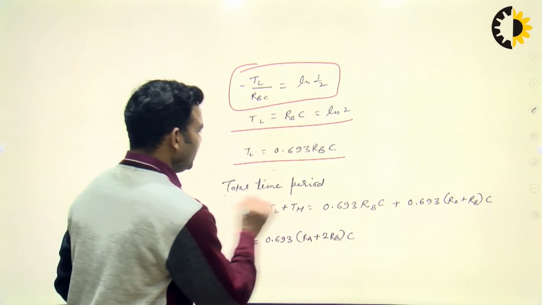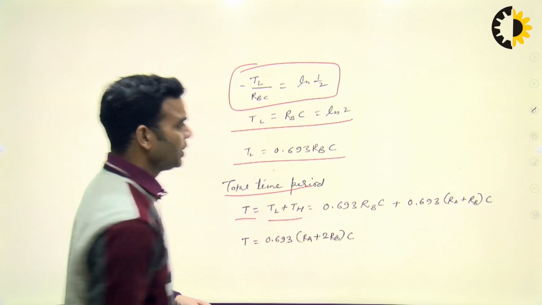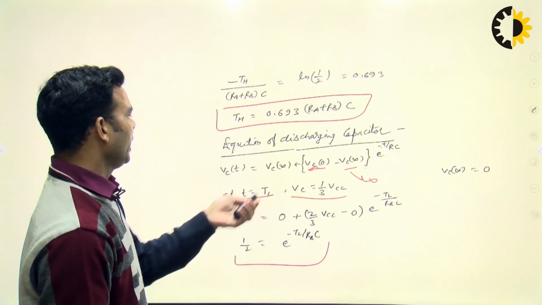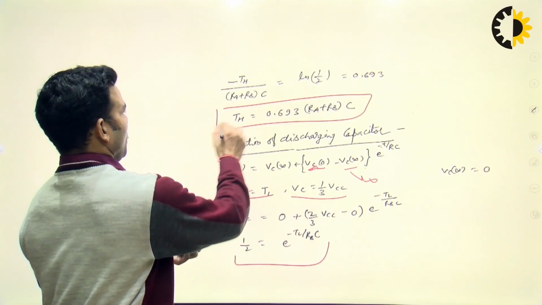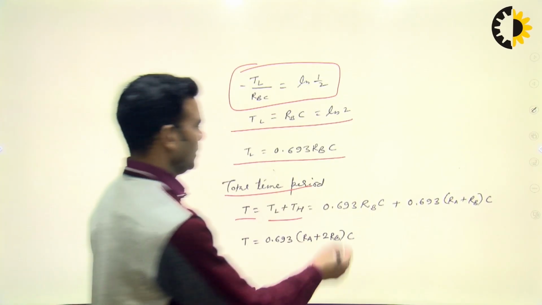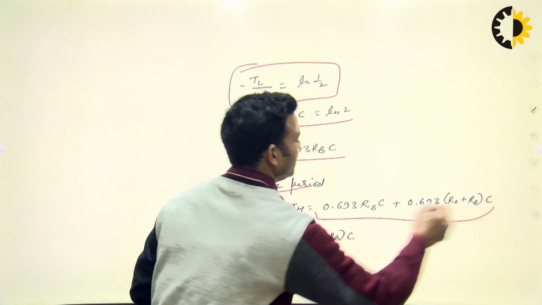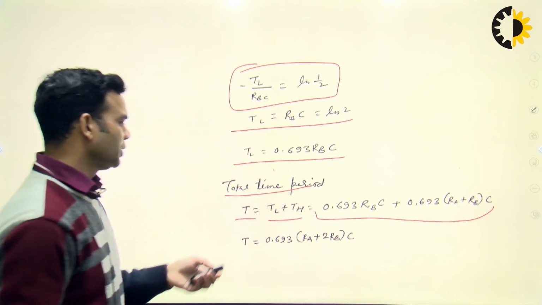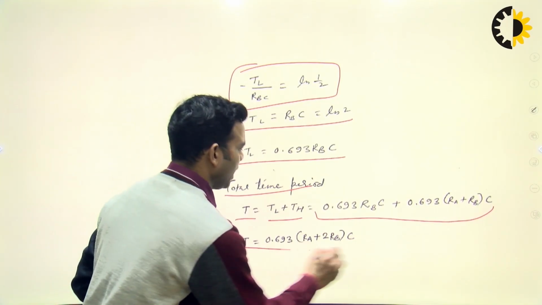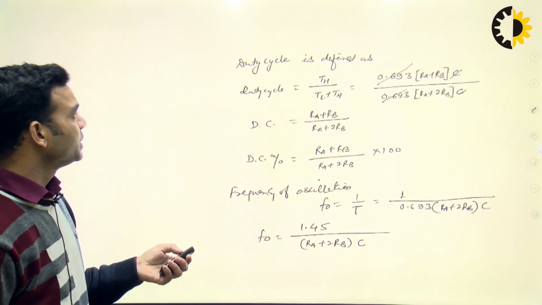The total time period T is equal to TL plus TH. You can add this TL and TH. So you will get 0.693 RBC plus 0.693 (RA plus RB) into C. So T is equal to 0.693 (RA plus 2RB) into C.